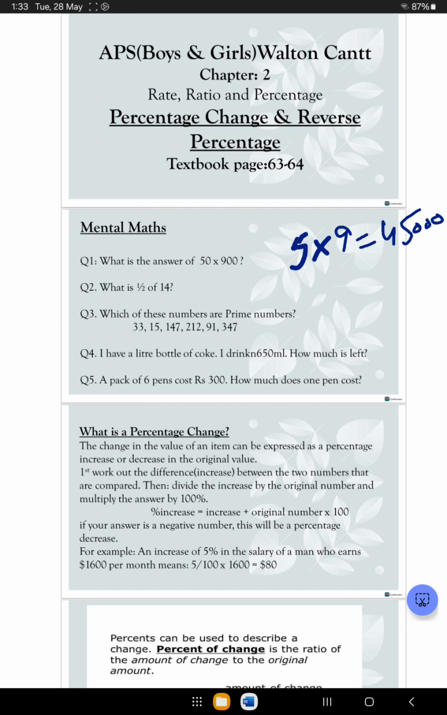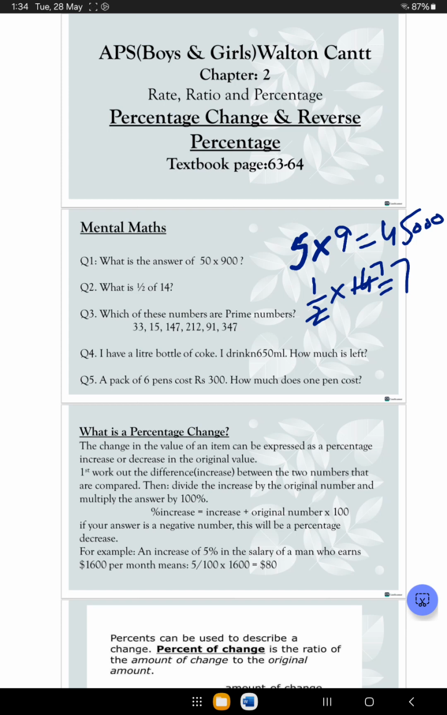What is fraction 1 over 2 of 14? 1 over 2 times 14. 2 ones are 2, 2 sevens are 14. Answer is 7.